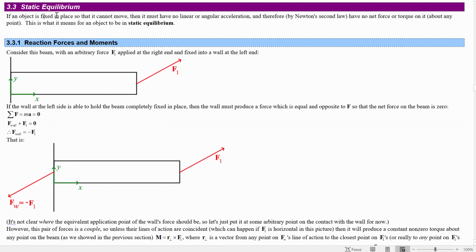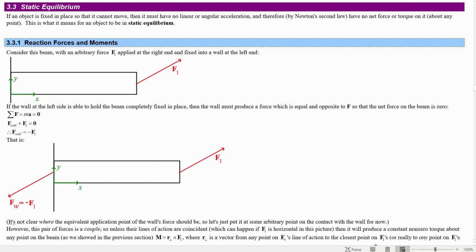Okay, so what is static equilibrium? If an object is fixed in place so it can't move, then it must have no linear or angular acceleration, and therefore, by Newton's second law, must have no net force on it and no net torque on it either, about any point, because otherwise it would be angularly accelerating, right? So this is what it means for the object to be in static equilibrium, not moving and not going to be moving in the future either. So that means that it has no net force or torque on it.